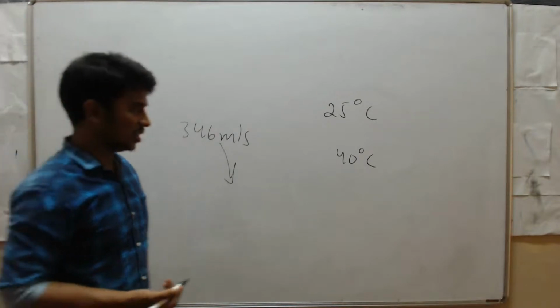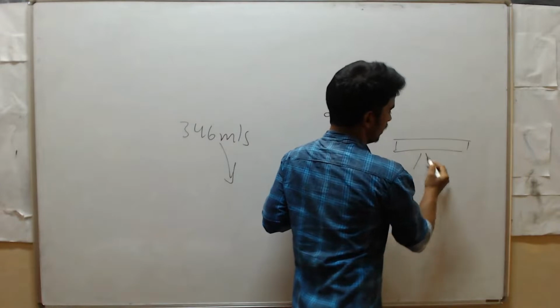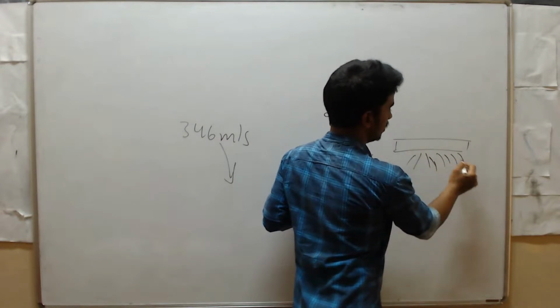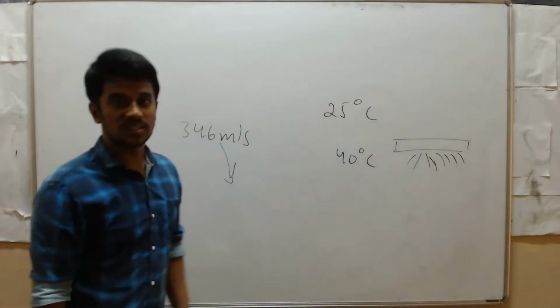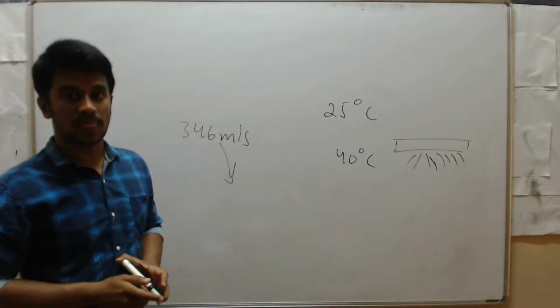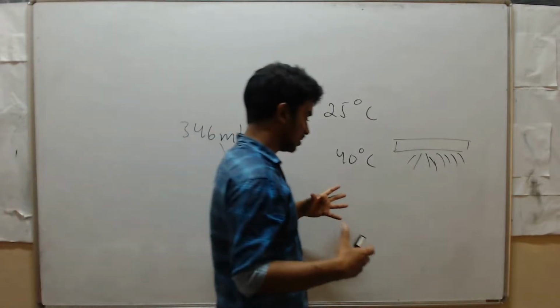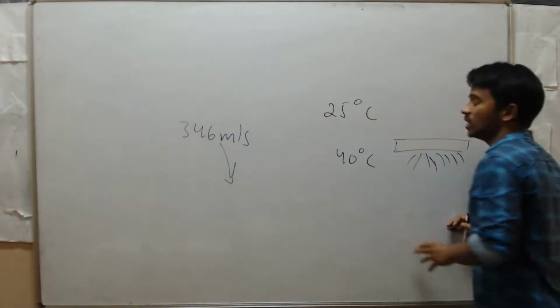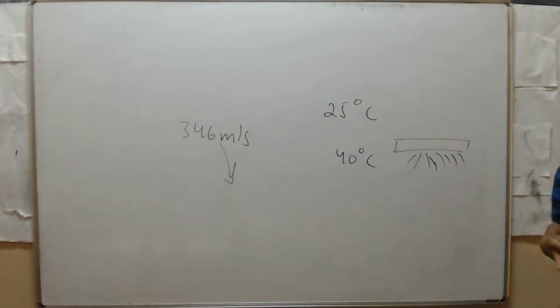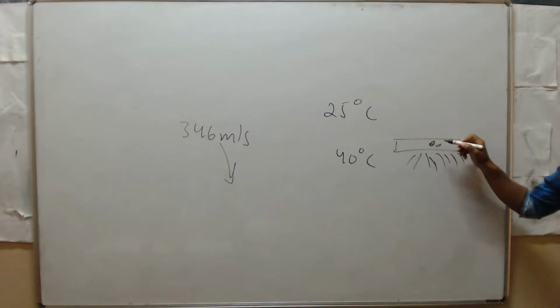Suppose you have a rod. When you heat this rod, what will happen? Inside, the atoms vibrate rapidly, right? When you give heat to a substance, you are adding kinetic energy. Then the particles move very fast and vibrate very quickly. Why? Because you are giving the heat.